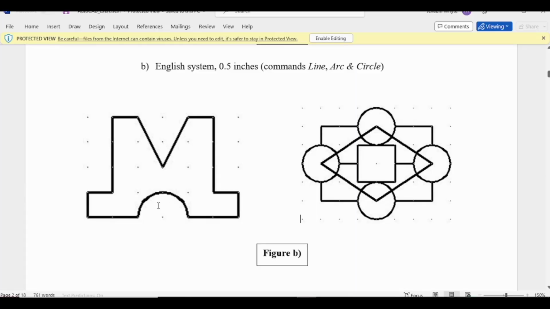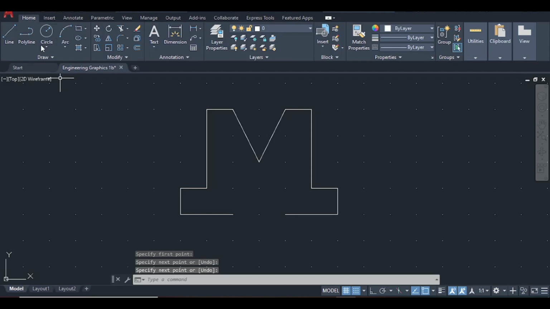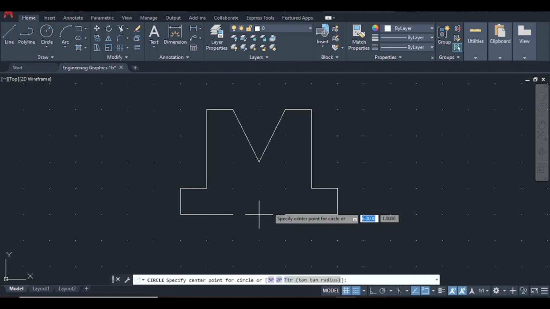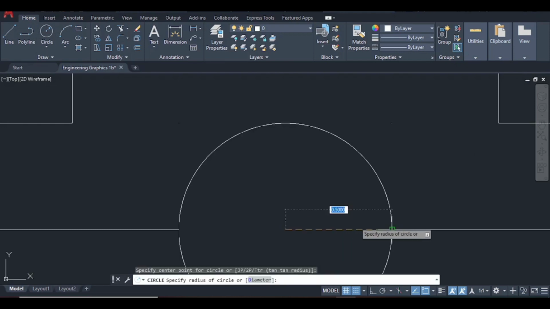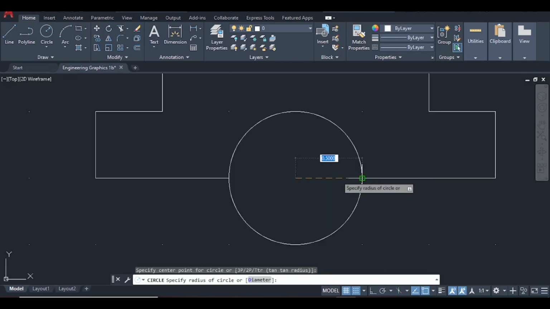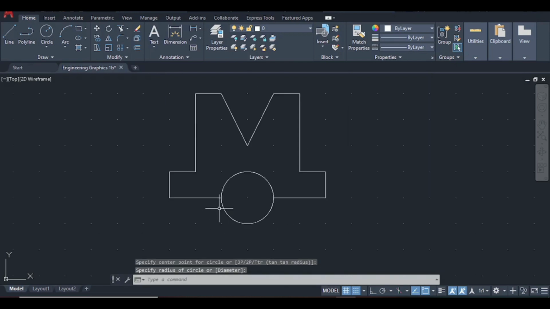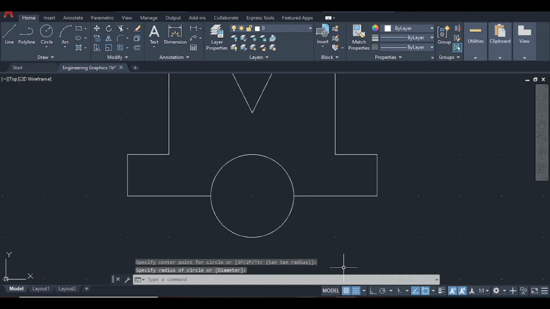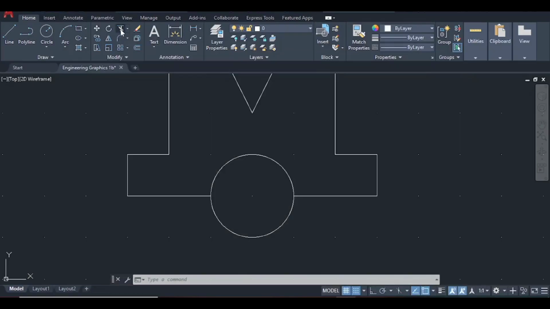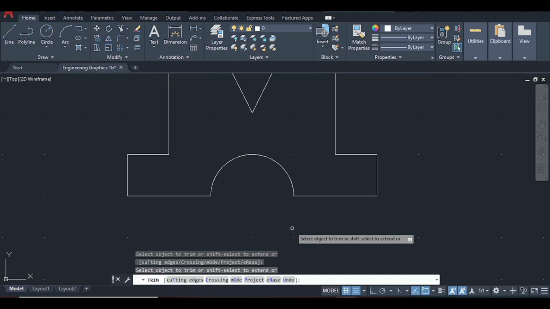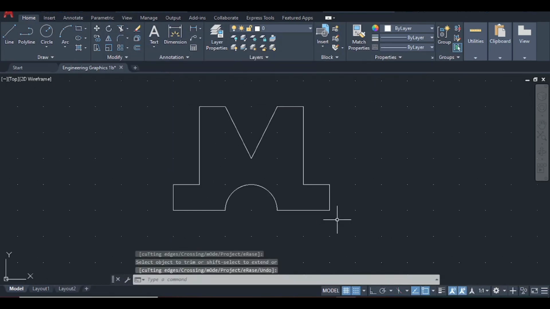You should notice that in the middle right here, there's a circle. The center point of the circle starts at this dot, and the radius is the length of 0.5 inches, touching directly on either endpoint. So the circle being shown here is actually half a circle. So what we need to do now is use the command trim. And now the figure on the left is complete.